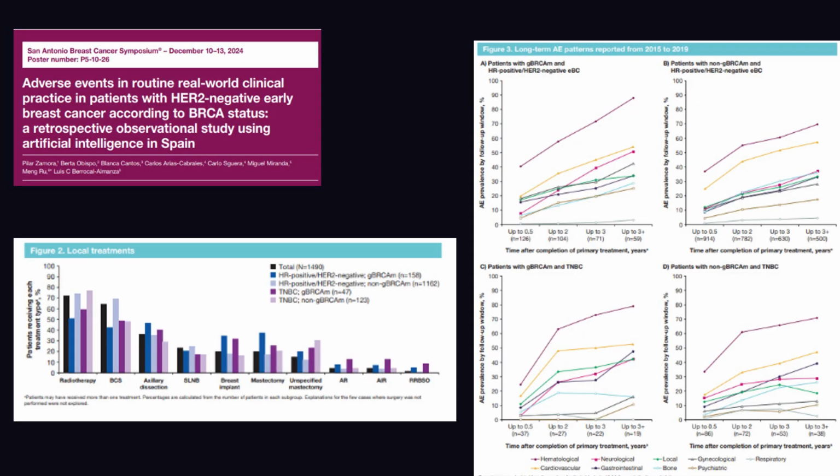And here, for example, you have another one that was presented in San Antonio this year for HER2-negative breast cancer patients, where we wanted to assess side effects for those patients based on BRCA status. So those are some examples for you to see how NLP could really extract information and do it not manually, but automatically, so we can have these results.